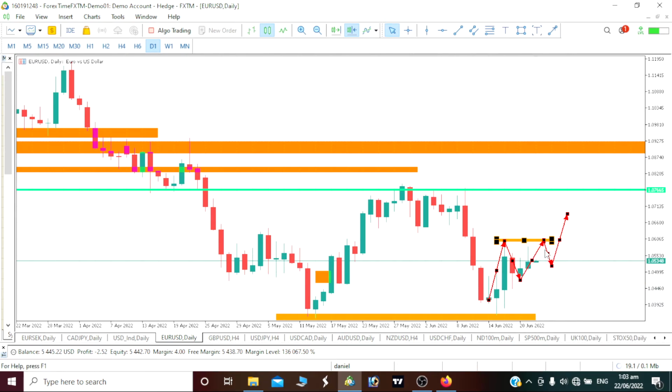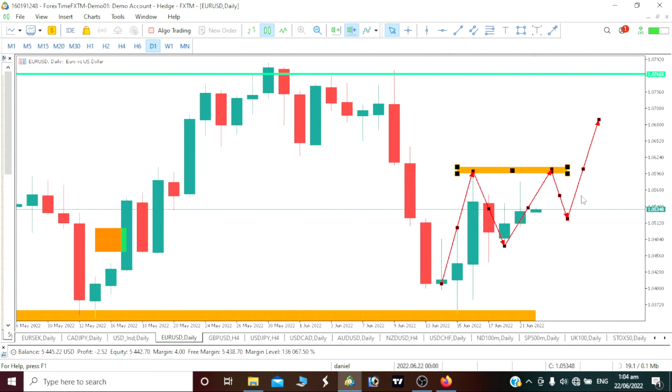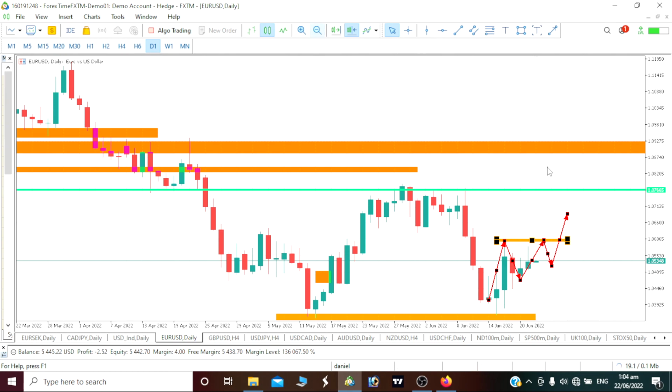We should actually go uptrend, have this double top here, and hit this double top, then have a retracement, and go bullish on our Euro USD. So that is the analysis.